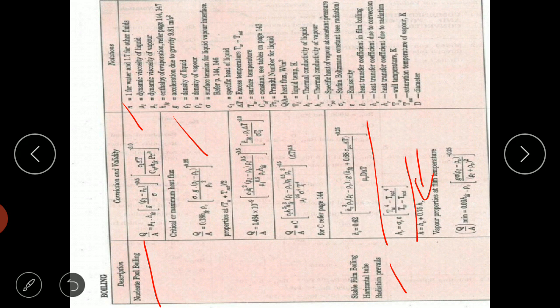Okay, and there are slight changes in noting down the properties which are required to solve the problem. Those things we'll discuss in the problem itself.